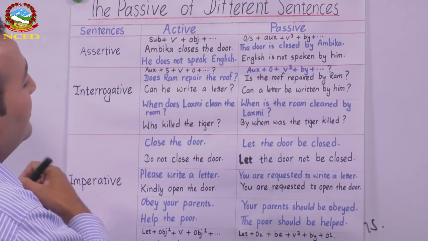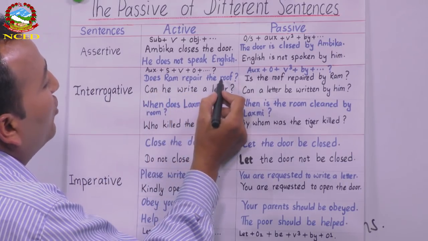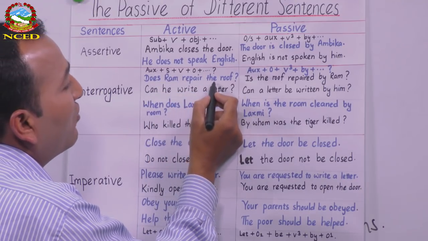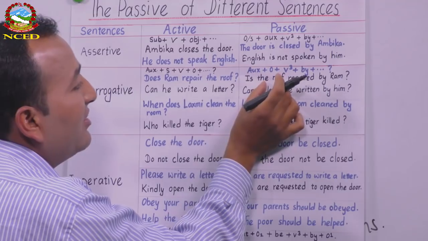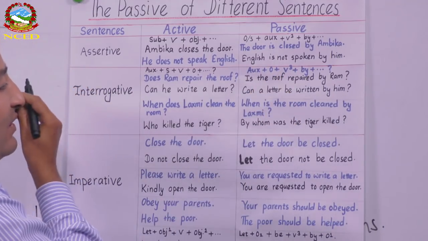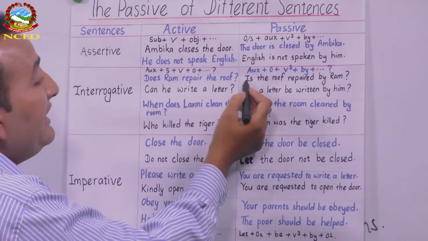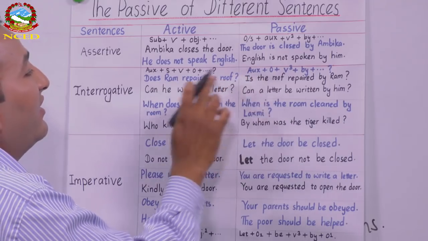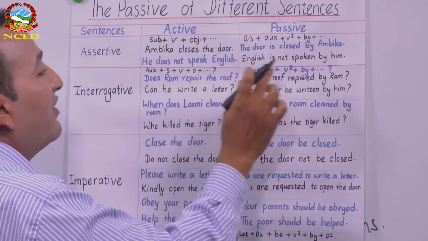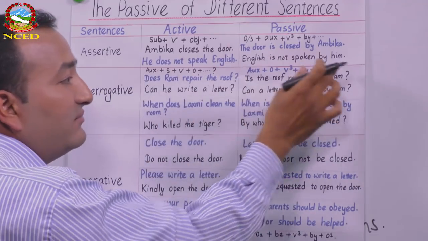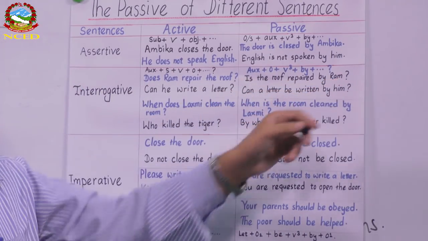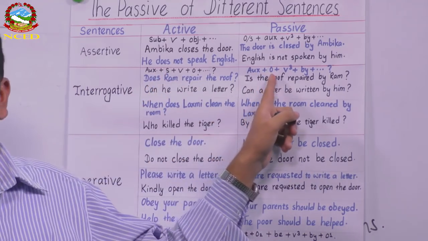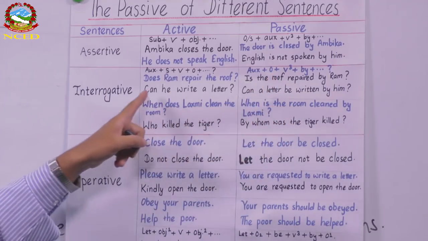So, in this question, does Ram repair the roof? This is a yes/no question. Does Ram repair the roof? Ram is subject, repair verb, the roof object. So we have to bring the object in the beginning, means in the position of subject. That's why we use is with the roof. Why is? Because there is present tense. Is, then object, the roof, then repair, verb 3, repaired, by, Ram is agent, and question mark. We are not writing an answer here. We are changing the active question into a passive question.